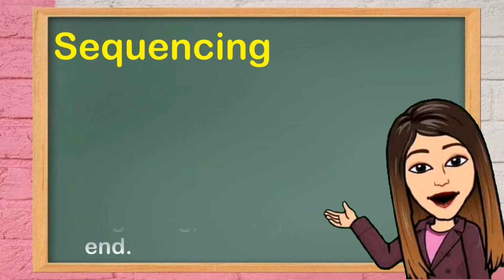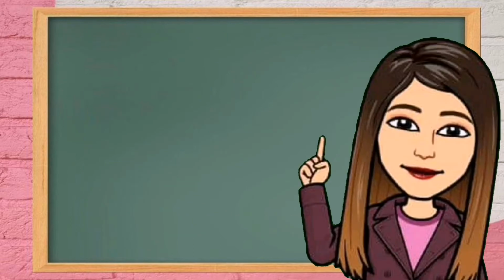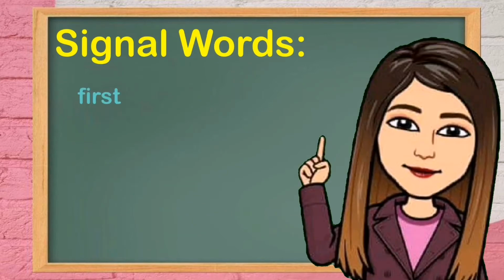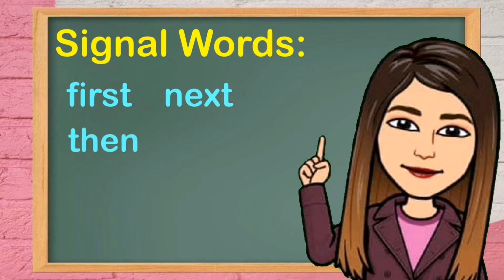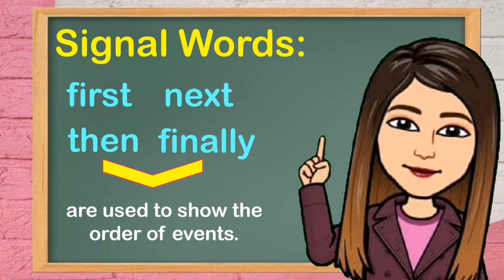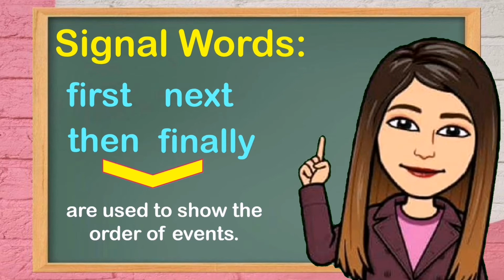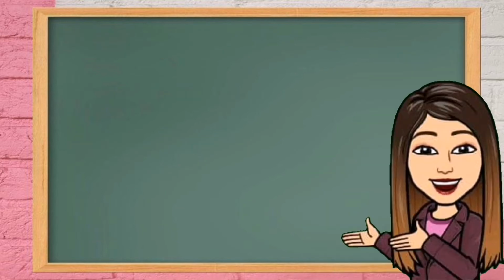Sequencing. Sequencing is a reading comprehension strategy that helps students to identify the components in a story, including the beginning, middle, and end. The signal words like first, next, then, and finally are used to show the order of events. It also involves the ability to summarize and retell the events in a story or text in the order in which they happen. Listen as I read to you the paragraph.